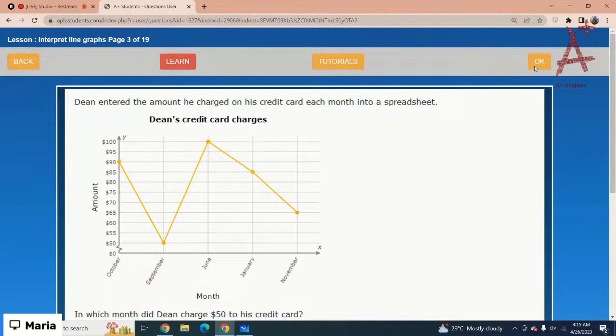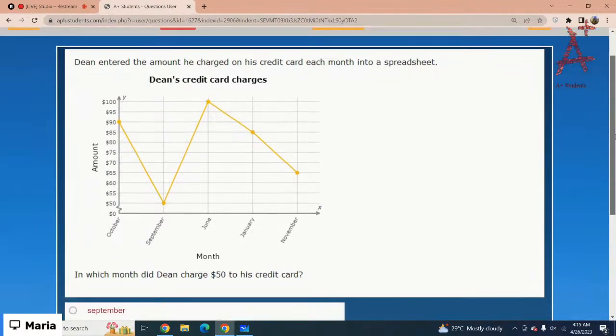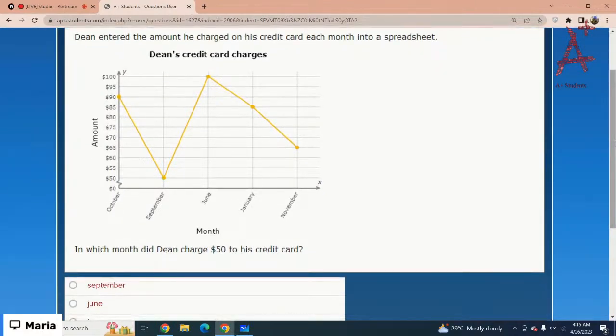Okay, Dean entered the amount he charged on his credit card each month into a spreadsheet. In which month did Dean charge $50 to his credit card? Okay, $50. Just match the $50 to the month. In September, Dean charged $50 to his card. Got it? So the correct option is September. Got it?